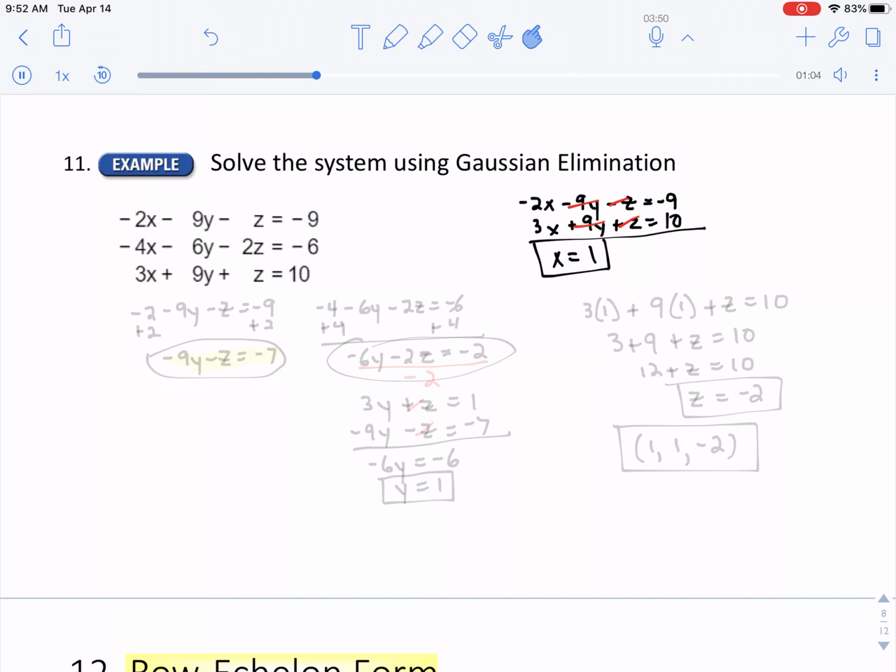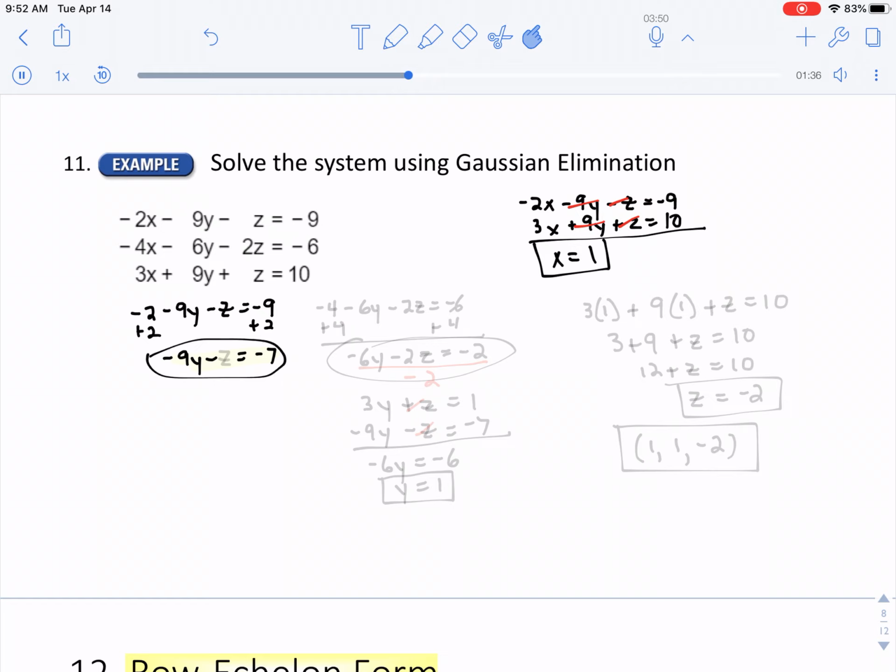Well, now I'm going to take the top two equations, and again, I can use any two, I just can't use the exact same two. I know x, so I'm going to plug it in. So I get a negative 2 times 1, which is negative 2, minus 9y minus z equals negative 9. Add 2 to both sides. I get negative 9y minus z equals negative 7. So there's my first equation.